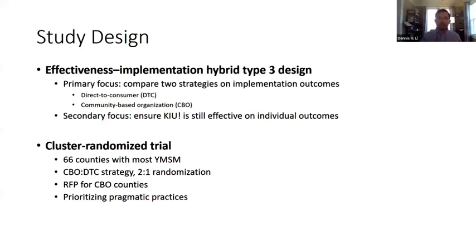We use a cluster randomized design in which we selected the 66 counties in the United States with the most YMSM, and then randomized them 2-to-1. So 44 into the CBO arm, 22 into the direct-to-consumer arm. And among the 44 CBO counties, we wanted to use a pragmatic, real-world process. So we put out a funding announcement and had CBOs from those 44 counties apply. And from those applications, we chose 22 counties. So we ended up with 22 DTC, 22 CBOs.